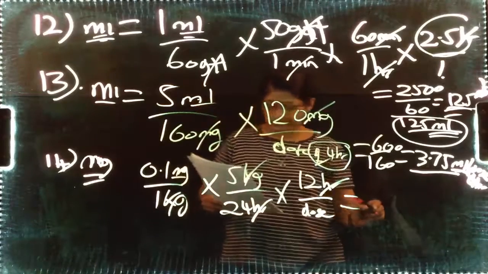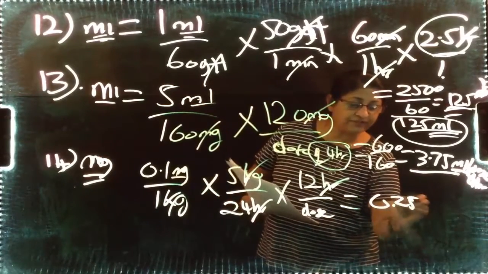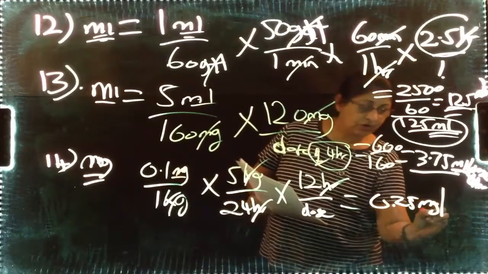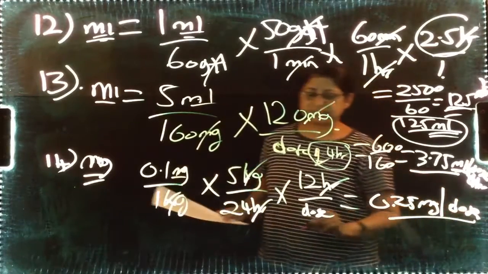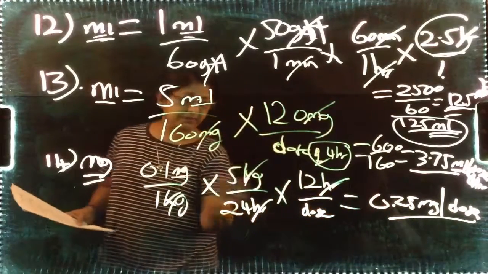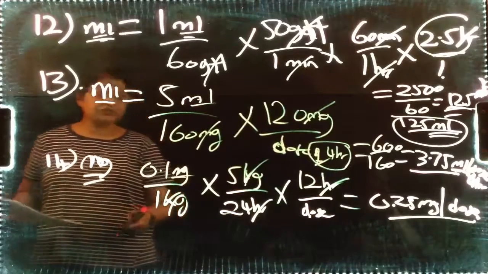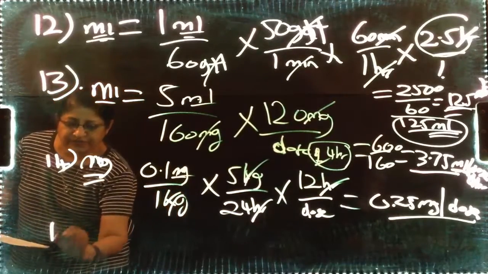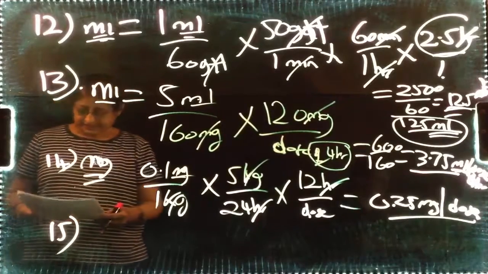So you are supposed to give this child 0.25 milligrams per dose or every 12 hours. So please understand that. What is remaining is what you write there when you cancel. We are going to come to number 15. 15 is more or less the same as above, but in mils instead of milligrams.